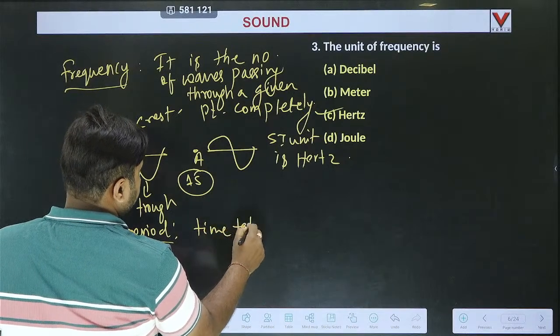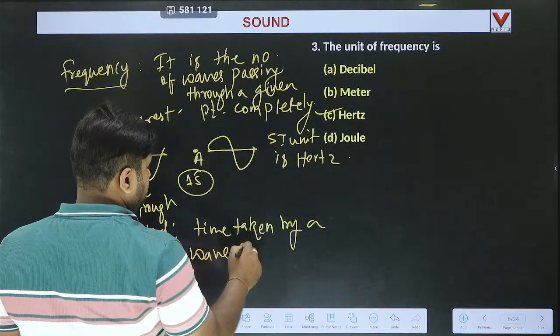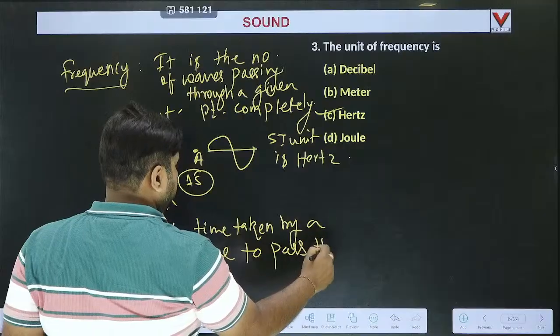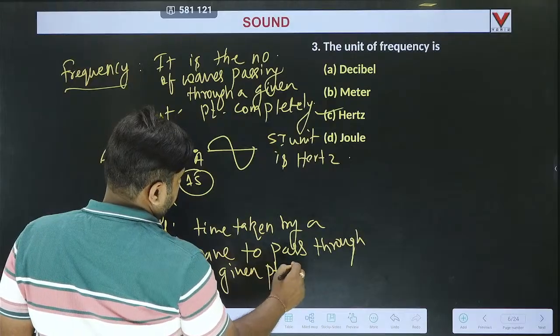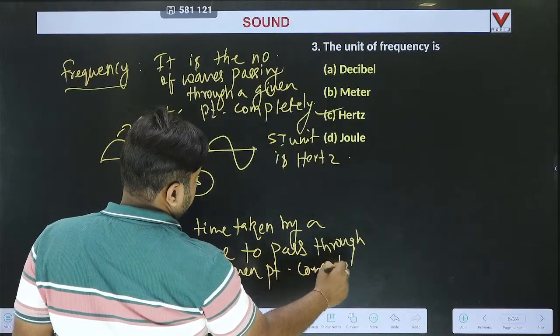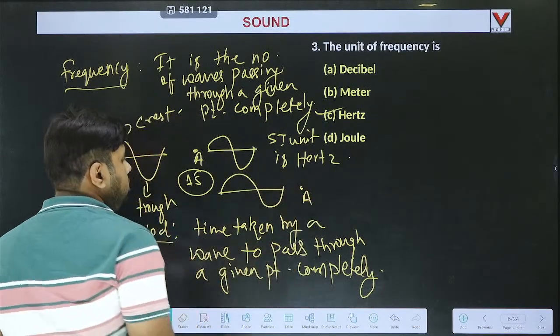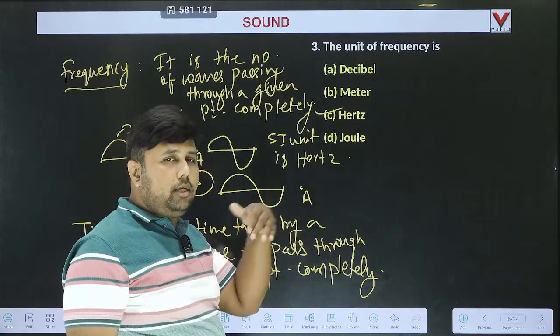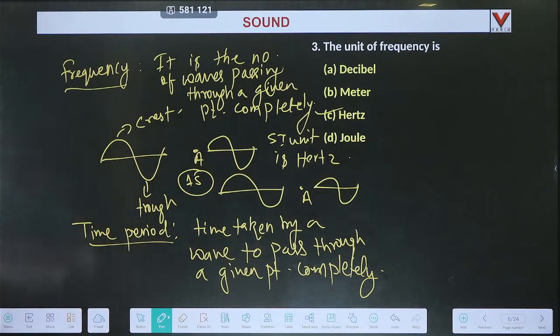Time taken by a wave to pass through a given point completely. That means this is a wave and this is point A. For this particular wave to pass completely through point A, how much time does it take? That is called time period of a wave, okay. I think it is clear.